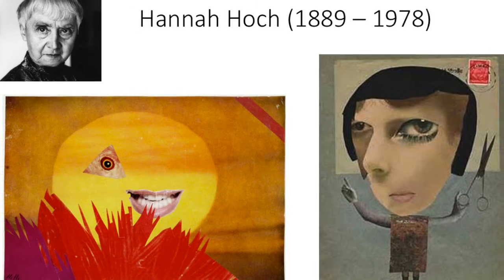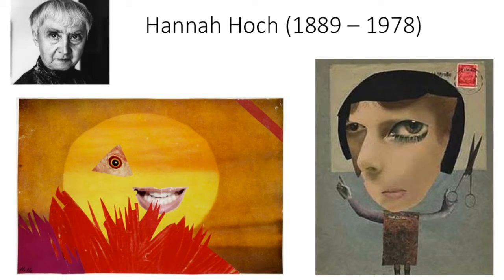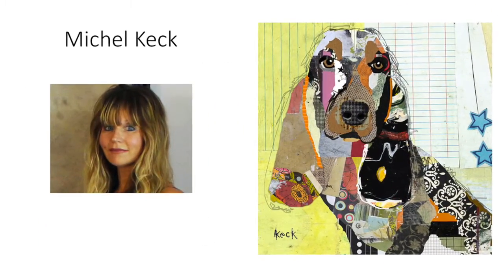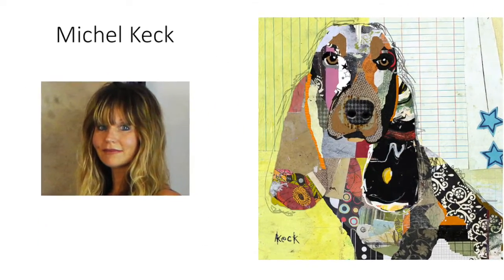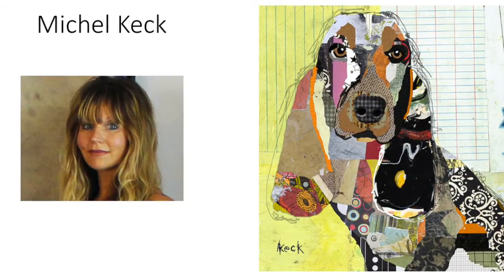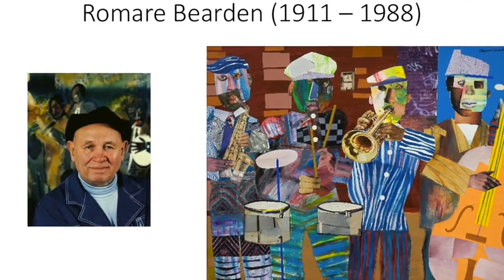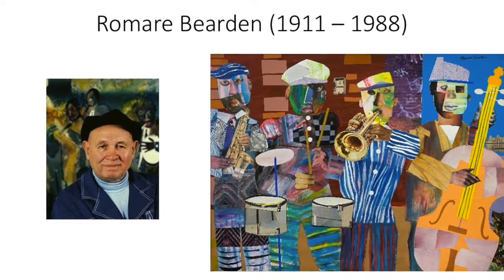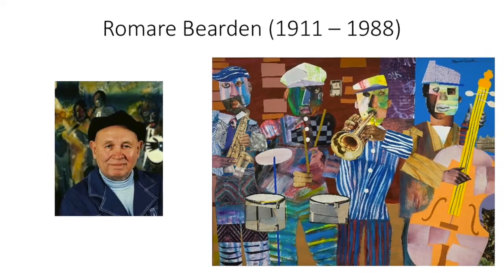These are by Hannah Höch. She cut up photographs to make these collages. This is by an artist named Michelle Keck. She used a variety of materials to create this collage of a dog. This is by an artist named Romare Bearden. What materials do you think he used to create this collage of musicians?